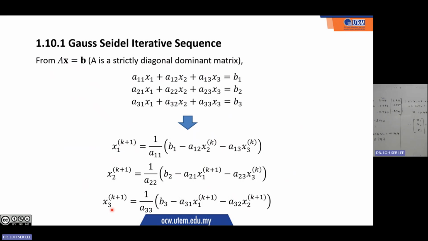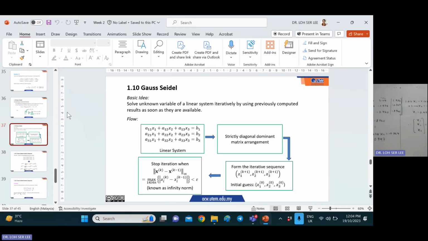Now I show you the basic idea of what it means to use the results as soon as they are available.